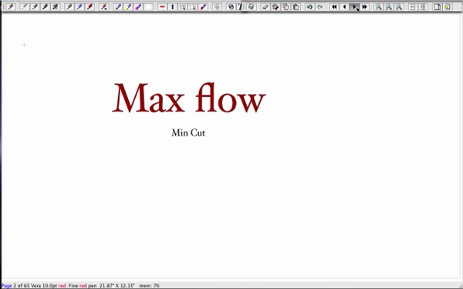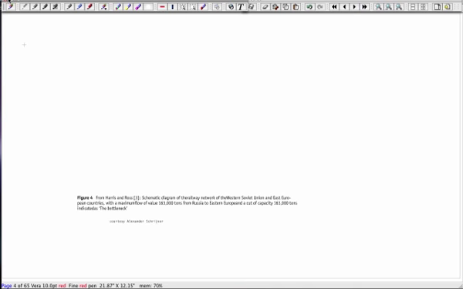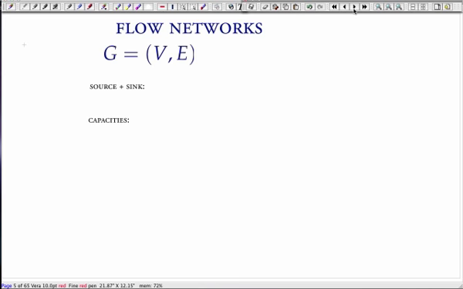MaxFlow. Everybody remember the motivation that we had for this problem. It was this rail network in Europe. Practically, you would like to figure out the minimum number of rail connections you have to remove in order to separate the Soviet bloc from Western Europe in the case of an invasion. That was one of the motivations behind this particular problem.